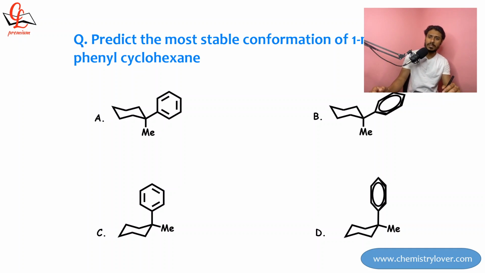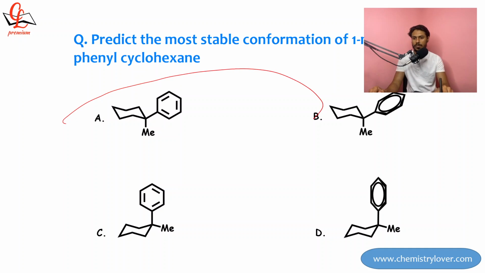In this question, it is saying to predict the most stable conformation for 1-methyl-1-phenylcyclohexane, and all these four options are given. This is option A, this is option B, this is option C, and this is option D. So what will be the most stable conformation among all these?